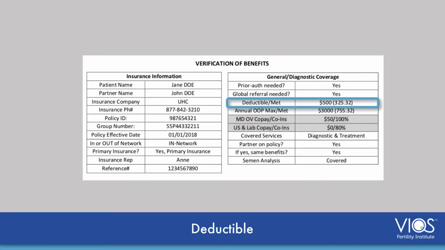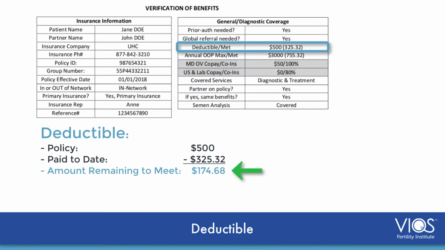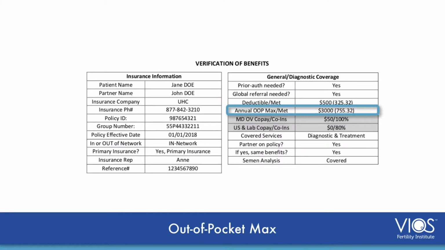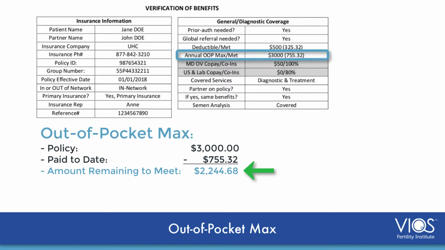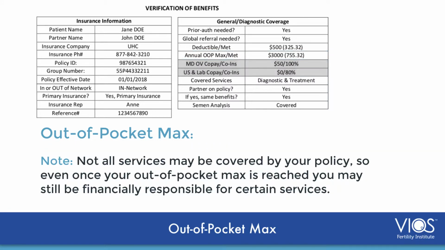In this example, the patient's deductible is $500, and so far she has met $325.32. In order for her insurance to begin paying on her medical claims, she will need to pay the remaining portion of what's left of her deductible, which is $174.68. Her annual out-of-pocket max is $3,000, and she has met $755.32. So an additional $2,244.68 is needed in order for her insurance to pay 100% of her claims, as always subject to the contracted amounts.